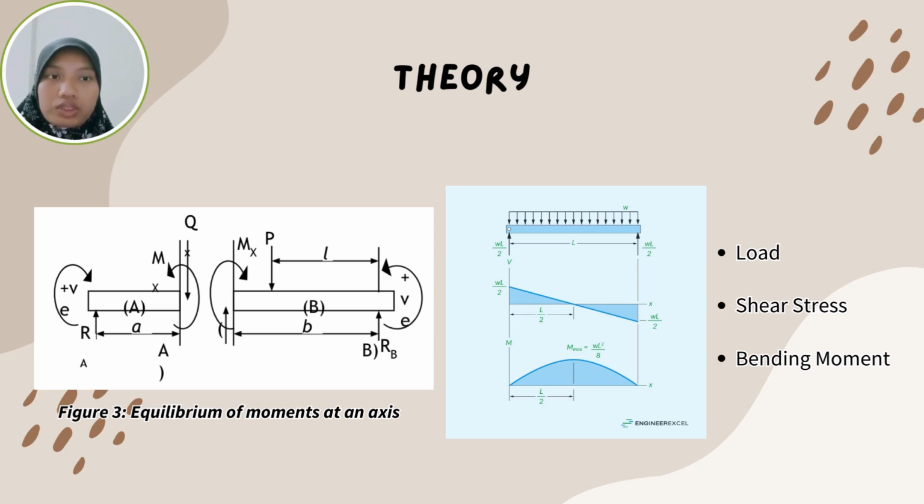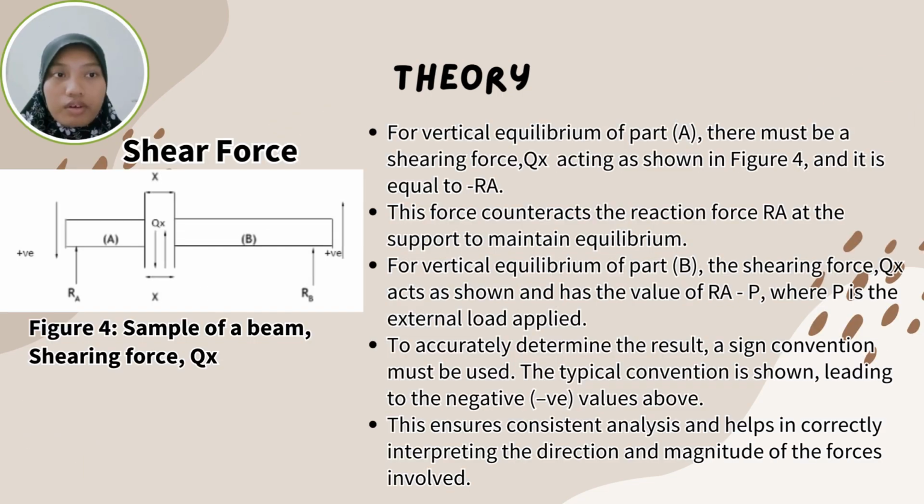Figure 3 shows the equilibrium of moment analysis, and the other shows the load, which then can be translated into shear stress and bending moments. This one shows the uniform load. For vertical equilibrium of part A, there must be a shearing force QC acting as shown in figure 4, and this is equal to negative RA. So this force counteracts the reaction force RA at the support to maintain the equilibrium.